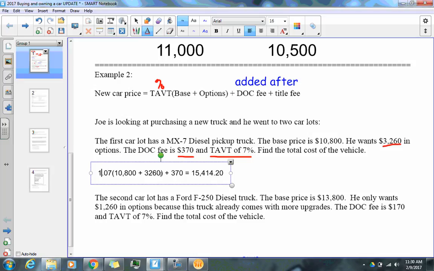So 1.07 would actually be the correct answer. Okay, so the answer is 15,414, but we should have put the 1.07, and that should be a review from the last unit or from last semester. All right, the second car is a Ford F-250 diesel truck.